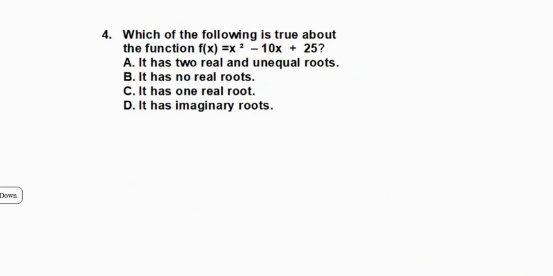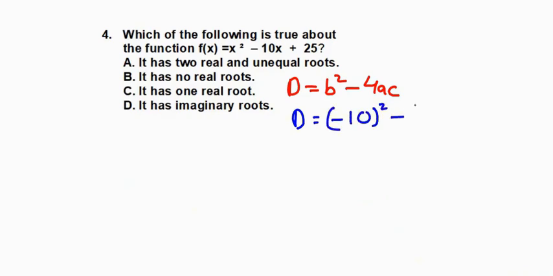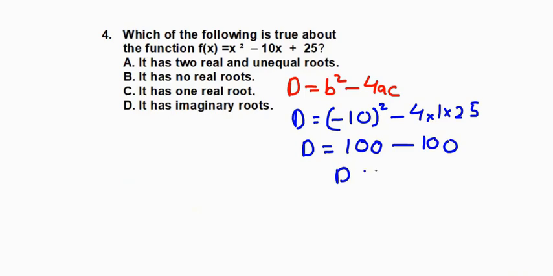Now the last question. Which of the following is true for this function? So we have to find the discriminant, that is b square minus 4ac. Then only we can decide the nature of the roots. So b here is minus 10. So minus 10 square, minus 4 into the coefficient of x square, which is 1, into c, which is 25. So the discriminant is minus 10 square, which is 100, minus 4 into 25, that is 100. So the discriminant is coming as 0.